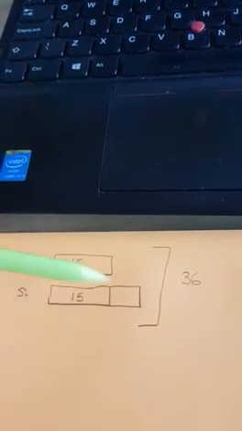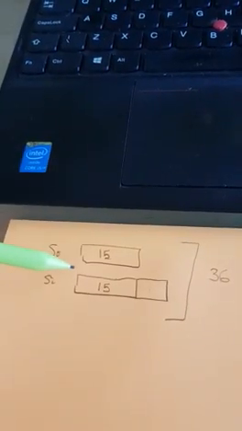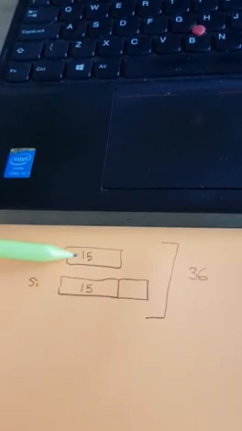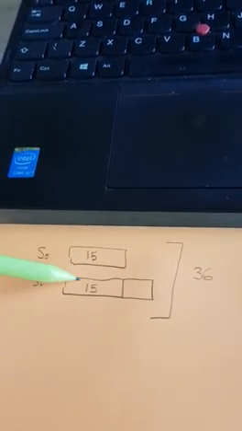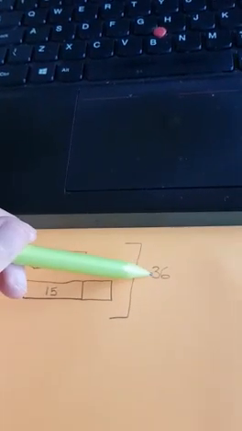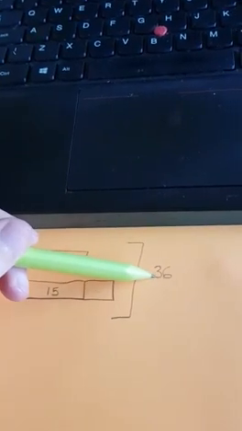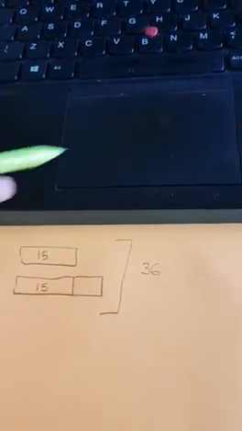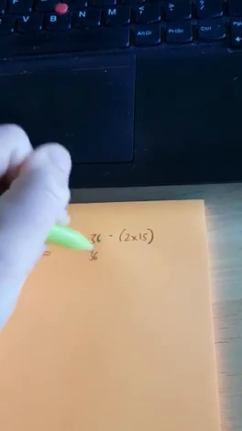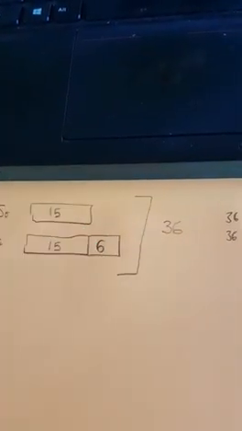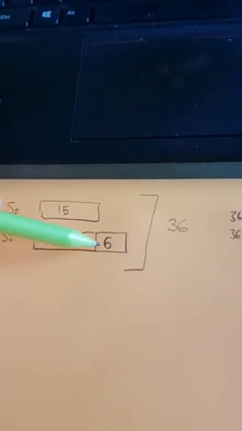And the difference is the whole take away these two parts here. So these two parts added together are 30. The whole is 36. The two ages added together make 36. So we do 36, take away the two lots of 15, which was 30. 36 take away 30 leaves us with 6. The difference in age is 6.